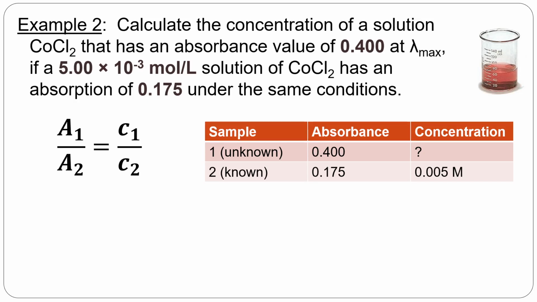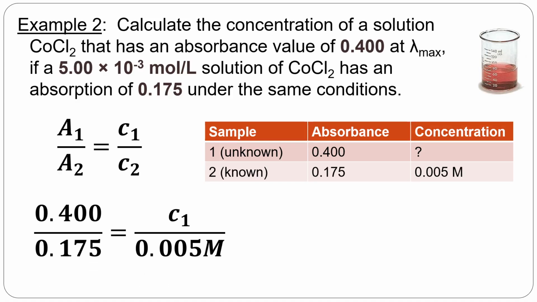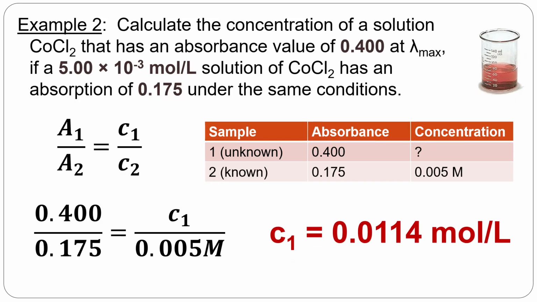And so we've got our A1 and A2, we've got our C1 and C2. I chose it this way. It doesn't really matter what you pick as 1s or 2s, but I chose it this way so that my unknown would be in the numerator, and I'll have a little less algebra to think through since I'm just solving for C1 versus C2 in the denominator. But it doesn't matter. As long as you do the algebra right, you can switch your A's and C's in terms of your 1s and 2s. So I plug the numbers in, I solve for C1, and the concentration, if the absorbance is 0.400, would be 0.0114 moles per liter. All right, so that is a second kind of problem.